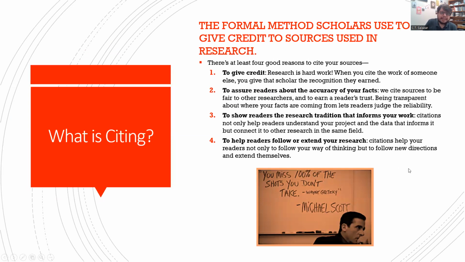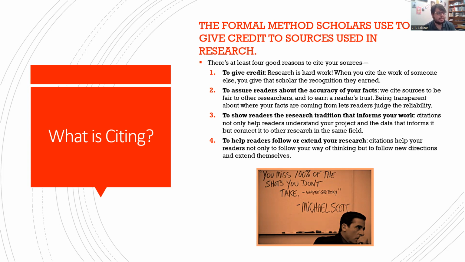So first, what is citing? So citations are the formal method that scholars use to give credit to sources used in research. And there's at least 4 good reasons why we cite our sources. So the first is obviously to give credit because research is hard work. When you cite the work of someone else, you give that scholar the recognition that they truly deserve.